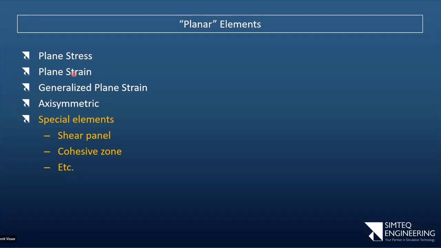A slight variation on the plane strain is called generalized plane strain. We'll talk about axisymmetry elements and some of the special variations of it as well. But then there are also additional special elements that we're not going to talk about. If you at any point want me to do that, we can add a session on that as well. So stuff like shear panels and cohesive zone elements and so on.